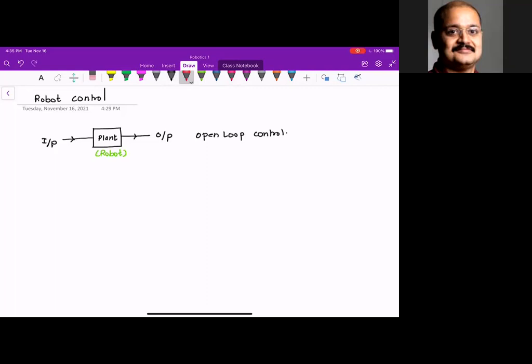And the alternate to this is closed loop control, which means you have a plant, you have some input, you have some output, and then you have a feedback that goes from the output. And usually you have some sort of a summing junction where you have this feedback. This is called the closed loop.